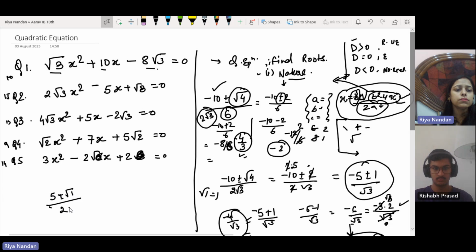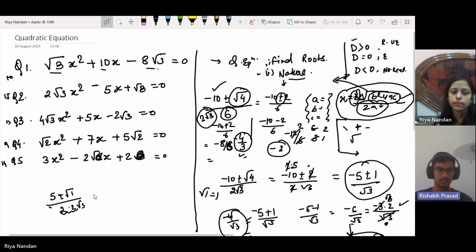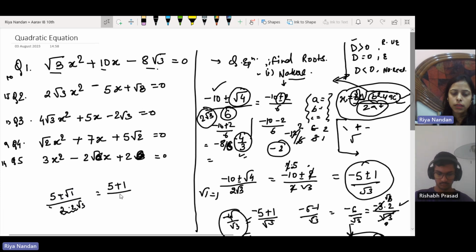2 into 2 root 3. It means 4 root 3. Once you solve this, one value is 5 plus 1 over 4 root 3, and the other value is 5 minus 1 over 4 root 3. Now you have to simplify both.